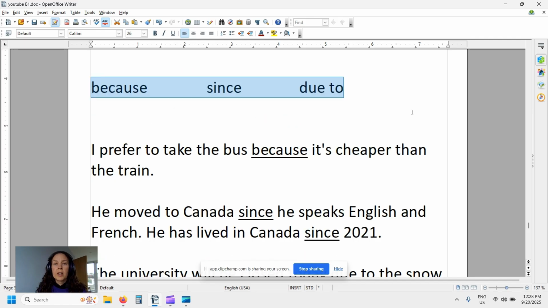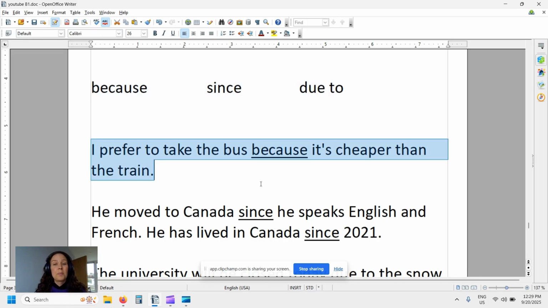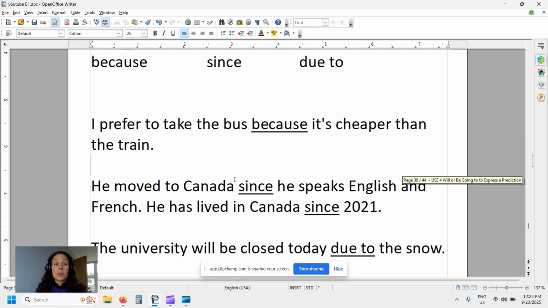We use these three phrases when we want to express reasons of why we did something, or do something, or will do something. It can be past, present, or future. Our words are because, since, due to. I prefer to take the bus because it's cheaper than the train. So we often see preferences and giving reasons together.